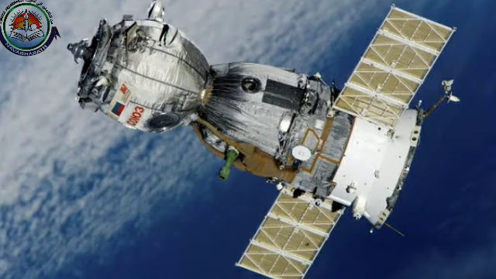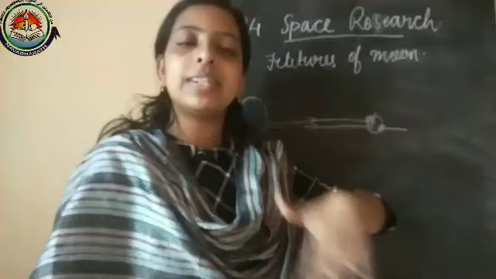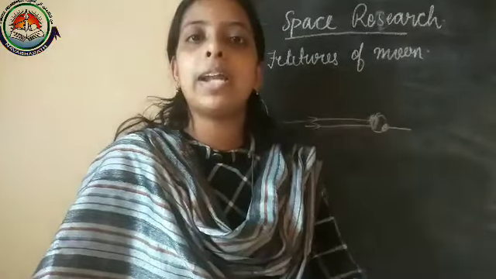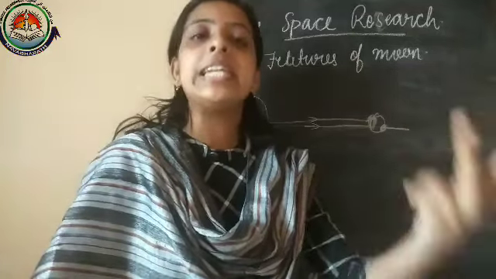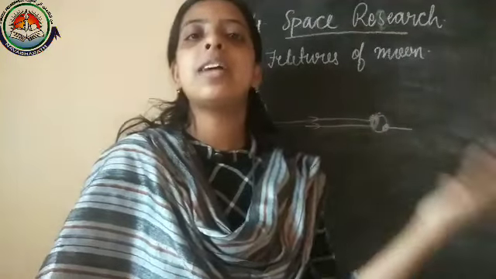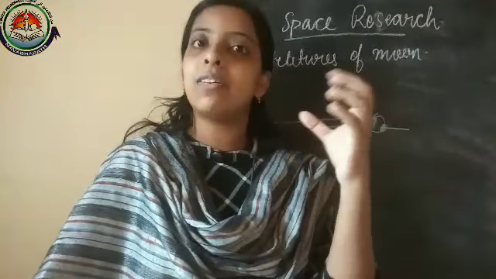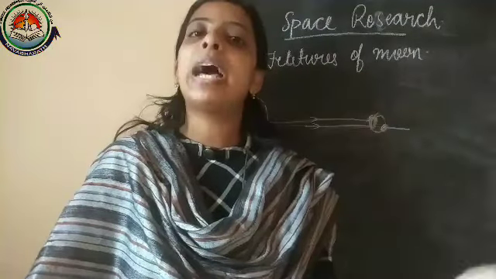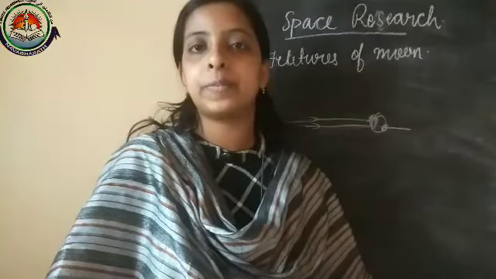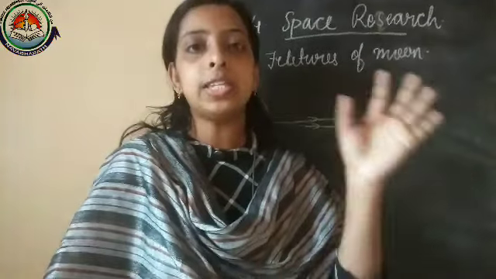Okay, and when we consider artificial satellites, the same as natural satellites, they are also revolving or rotating around the planets. What are the planets? Mercury, Venus, Uranus, Neptune, Earth, okay, Saturn. These we can consider as planets, and different planets have their own natural satellites.